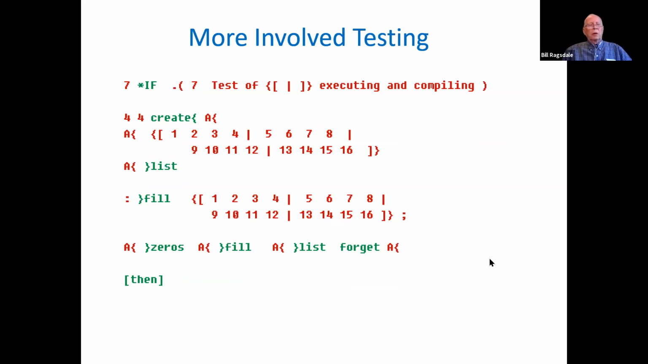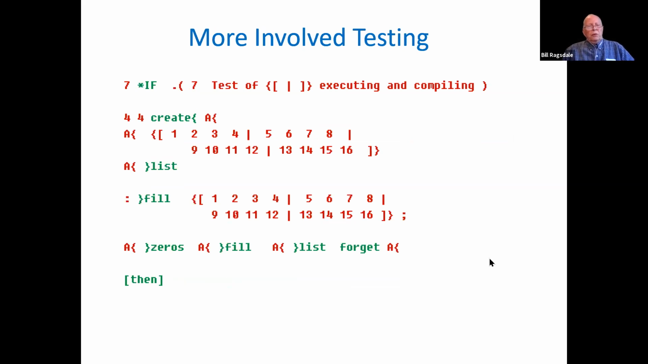Here's one that's just a little more comprehensive. This is test number 7, and it's testing the literal filling of matrices under 2 conditions. The first section of code takes a matrix A and fills it with literal values and lists it. The A list lists the literal values.